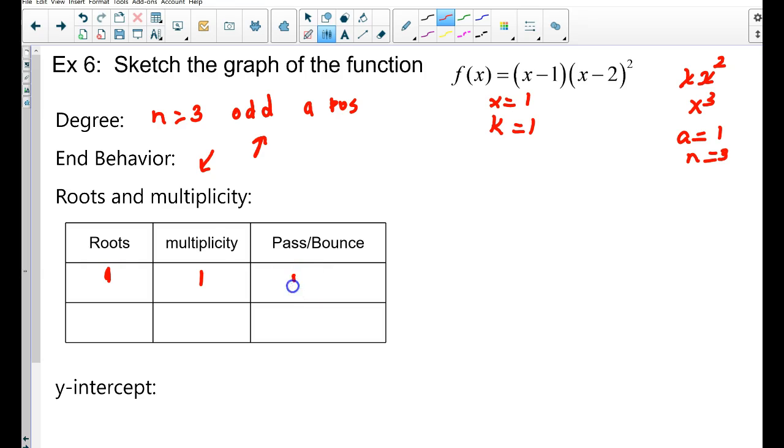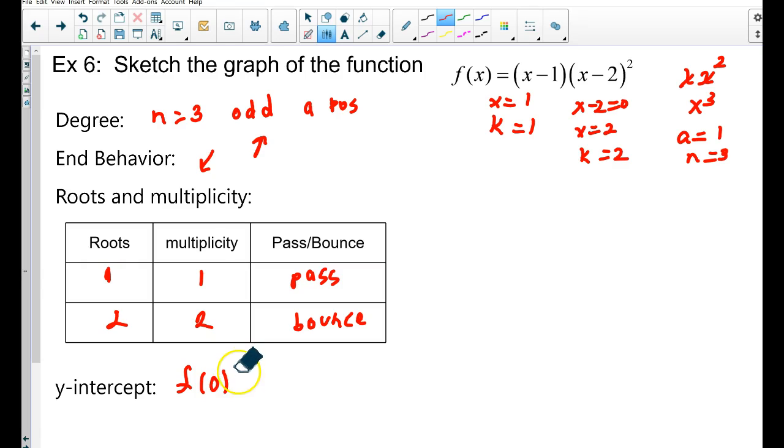That means, based on the rules, which you have to memorize, it's going to pass through. And here, I have a 0 at 2, or a root at 2, with a multiplicity of 2, meaning it's going to bounce or kiss the x-axis. The other information you need to graph a function is the y-intercept, and you get that by substituting 0 in for x. That's how you find the y-intercept.